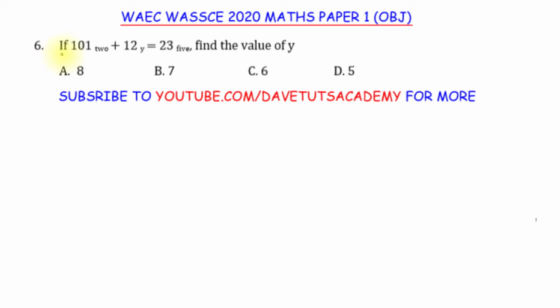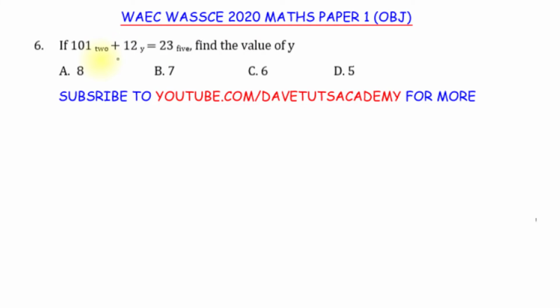Alright. Here in this question, we're asked that if 1001 to base 2 plus 12 to base y is equal to 23 to base 5, we have to find the value of y. Now, the rule of thumb for us to follow here is that we should just convert everything to base 10. Let's flatten out this expression and then we'll be able to solve for y as requested.